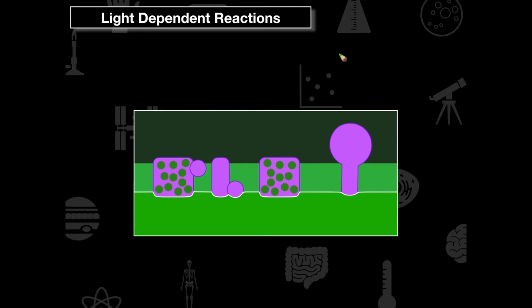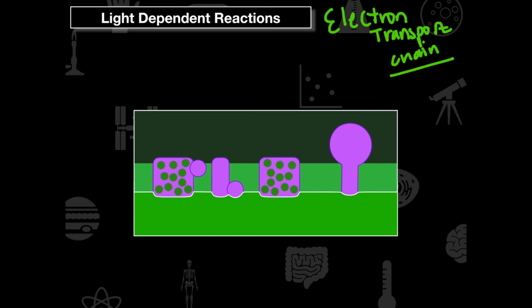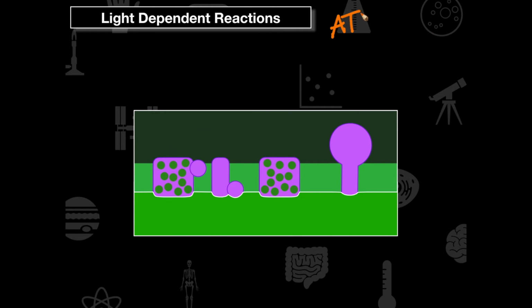Okay, so this is where things get really complicated. What we are looking at now is what we call the electron transport chain. And what I am doing here is taking light-dependent reactions and converting them into chemical energy. So this is going to eventually produce ATP and NADPH. My goal here is to create ATP and NADPH.